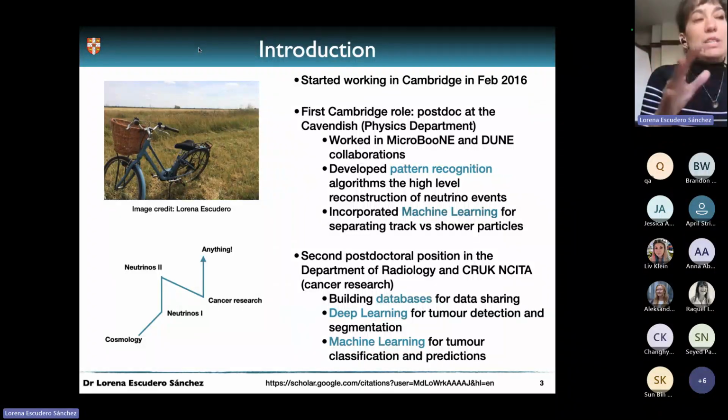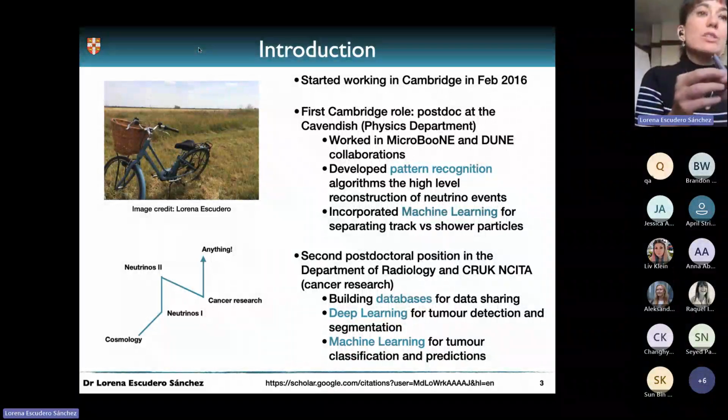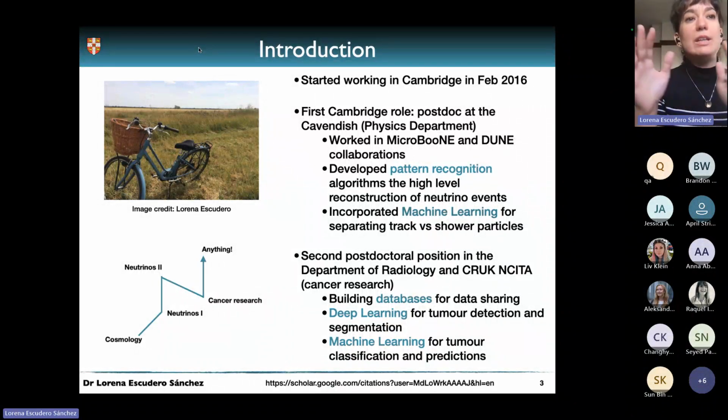And the part that is probably most interesting for today is the work that I've done with people in my department, in my group, and PhD students on deep learning for tumor detection and segmentation, and machine learning for tumor classification and prediction. So I'm going to be focusing on those two use cases for today.